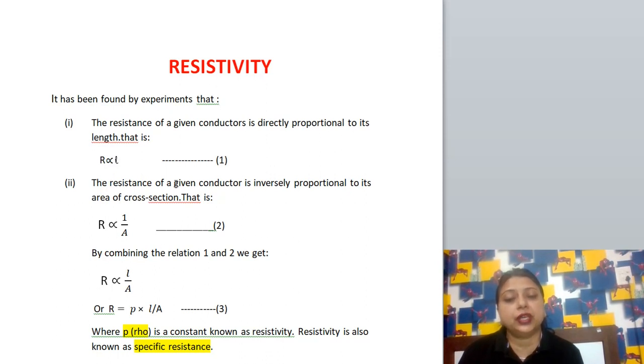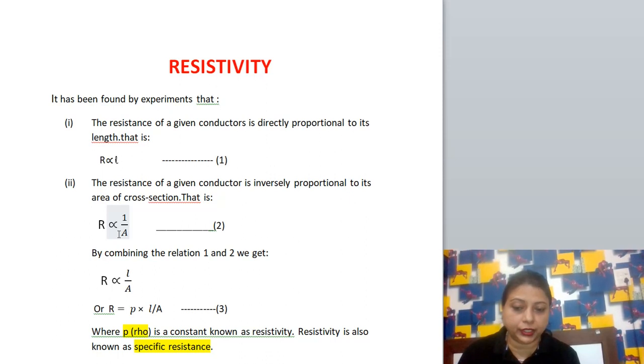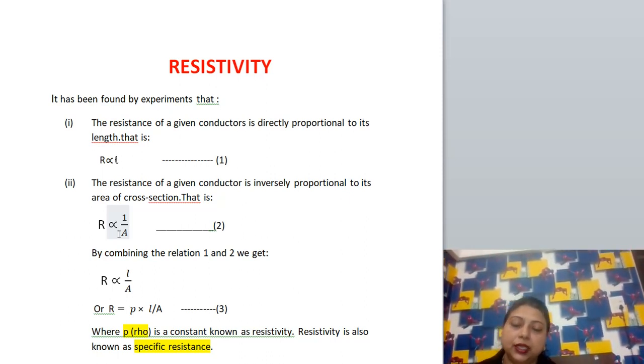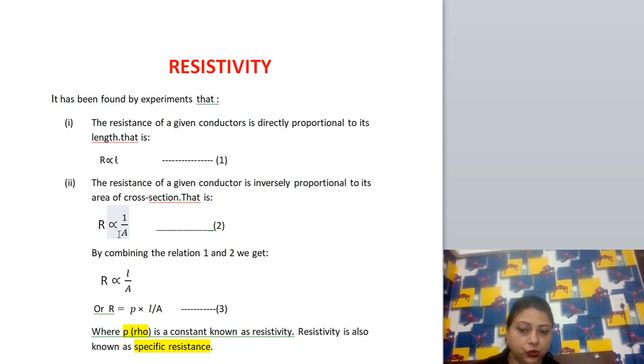Now, the resistance of a given conductor is inversely proportional to its area of cross section. That is, we can write R inversely proportional to 1 by A. A is the area of cross section, which we can write as A equal to pi r square, where pi is a constant, you know its value is 22 upon 7, and r is the radius of the wire. So when the radius is given, at the place of A, we will write pi r square.